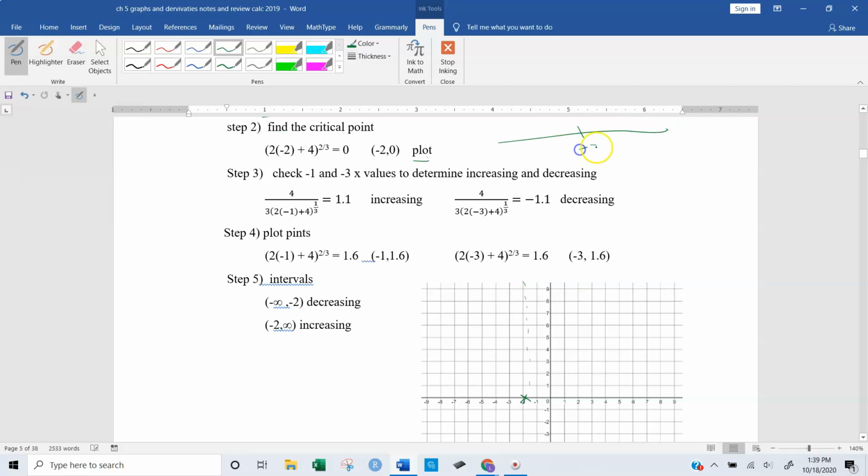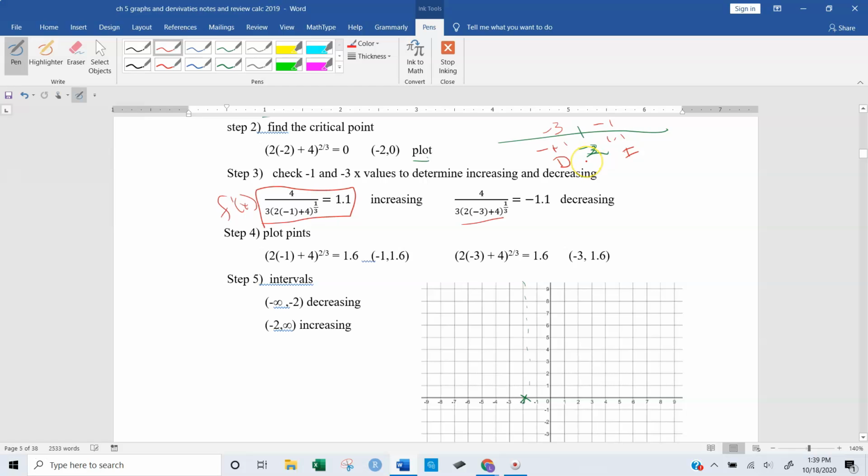So here's negative 2. We're going to check a point on each side. So we're going to check negative 3 and negative 1. Now when I plug negative 1 into my derivative, so this is our first derivative, I get 1.1. So that means it is increasing because it's positive. When we plug in negative 3, I get negative 1.1, which means it is decreasing because it's negative.